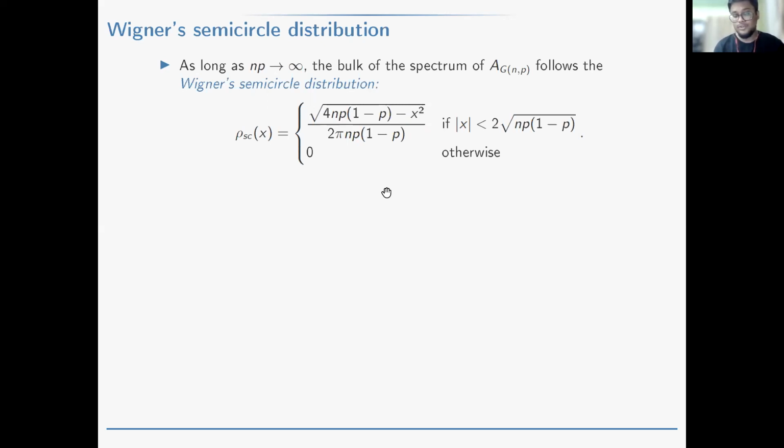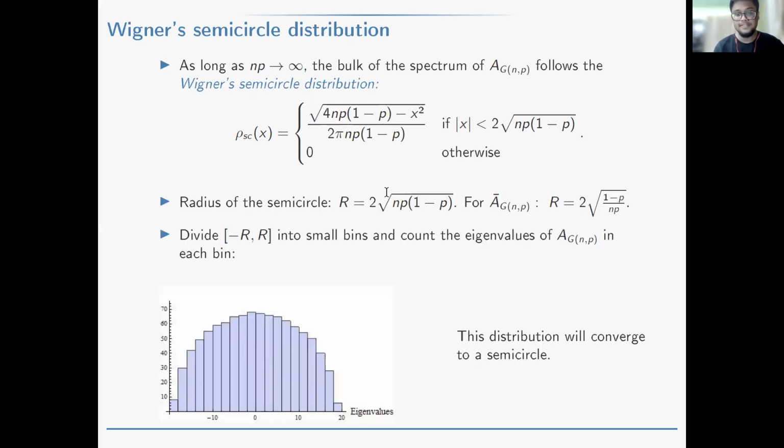So what does this actually mean? This is the radius of the semicircle of A_G(n,p), and this is the distribution of the eigenvalues in the bulk of the adjacency matrix of the Erdös-Renyi graph. Now, in our case we are normalizing the spectrum, so we are dividing by NP. The radius will now shrink. If you divide the radius by NP, you get something that goes down with 1 over square root NP.